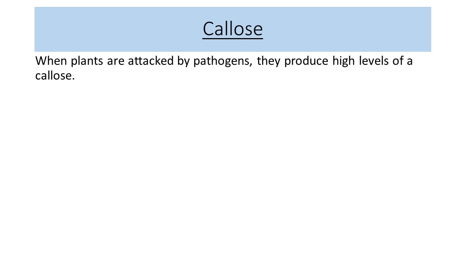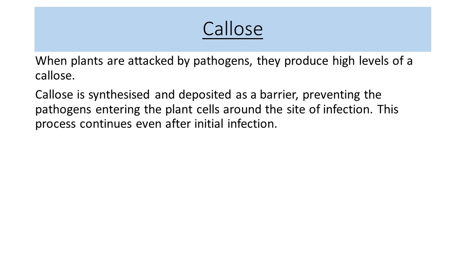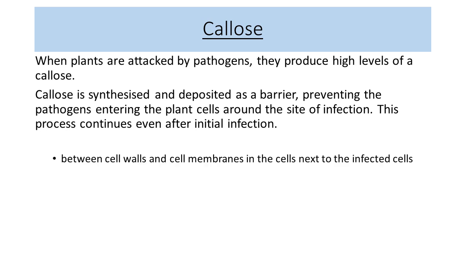So when plants are attacked by pathogens, they will start to produce lots of callose. And this callose is a physical barrier. What it's going to do is be deposited in various areas around the plant cell to reduce the possibility of things getting into that cell anymore. And obviously nearby cells are being alerted to start producing it too. So it could be deposited between the cell walls and the cell membranes so that it thickens the cell walls.